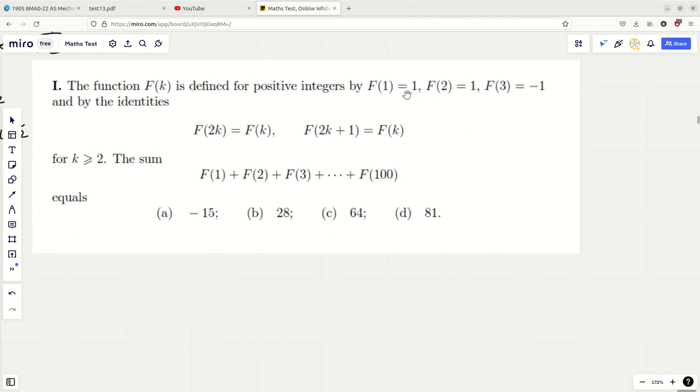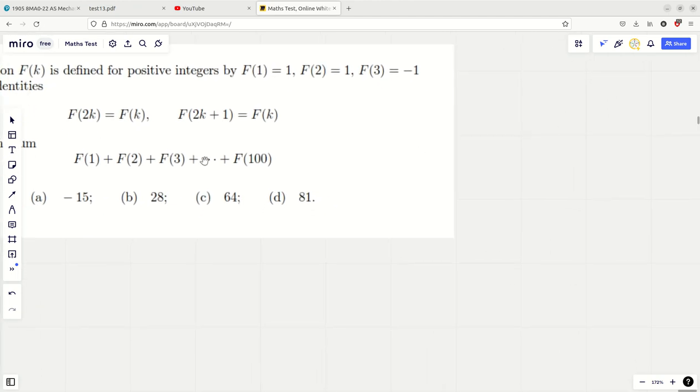So f of 1 is 1, and then f of 2 is 1, and then if your k is bigger than or equal to 2, then f of 2k will equal f of k, but also f of 2k plus 1 equals f of k. And you kind of think, that doesn't make sense. Like, that sounds like we're going to be covering a lot of numbers. Well, it does make sense once you start drawing the picture out.